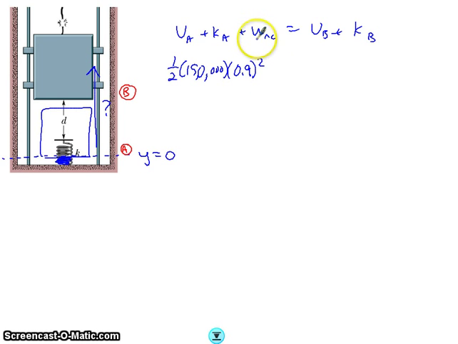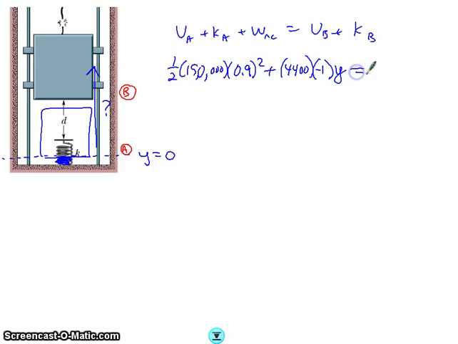Now work is going to be done by friction. Force of friction is 4,400 newtons. Cosine of 180 is -1. And then we have this distance that we're looking for. And I'm simply going to call that y. That's the y position. That's the final y position.